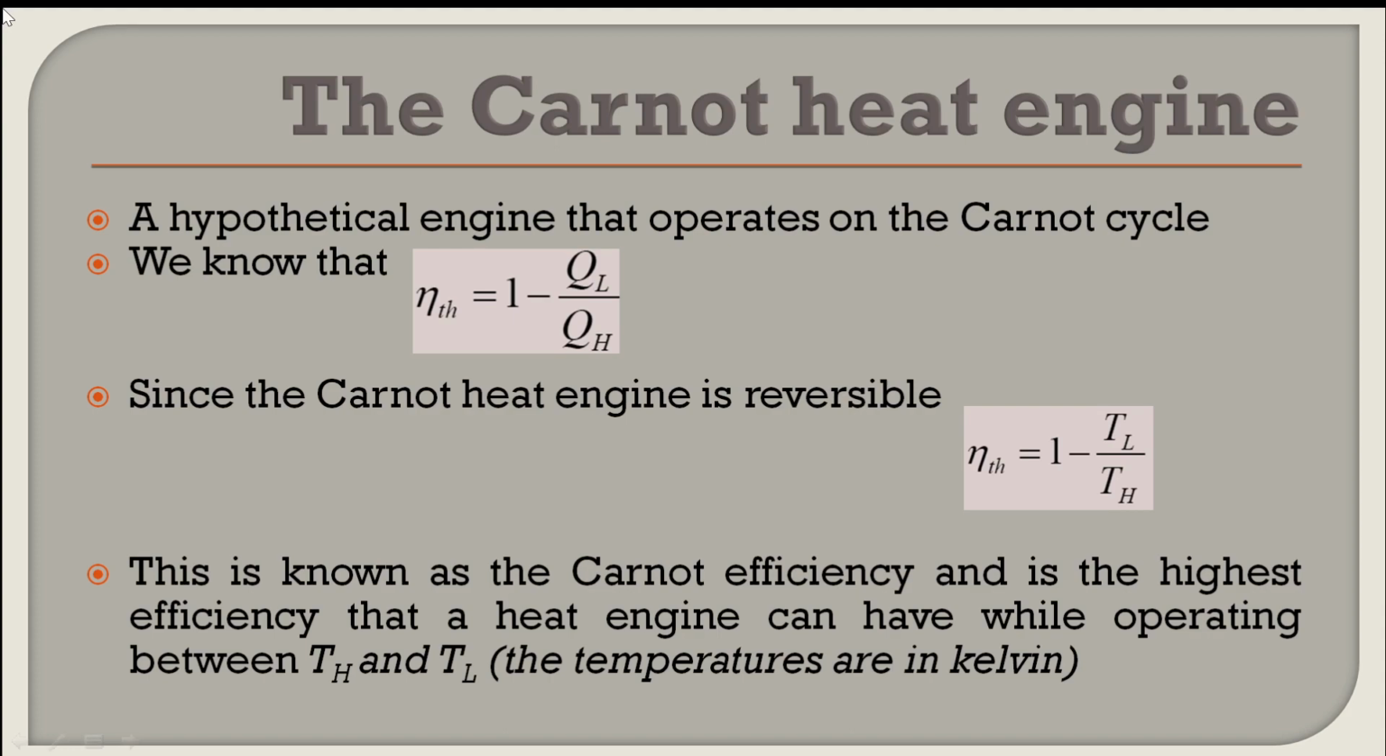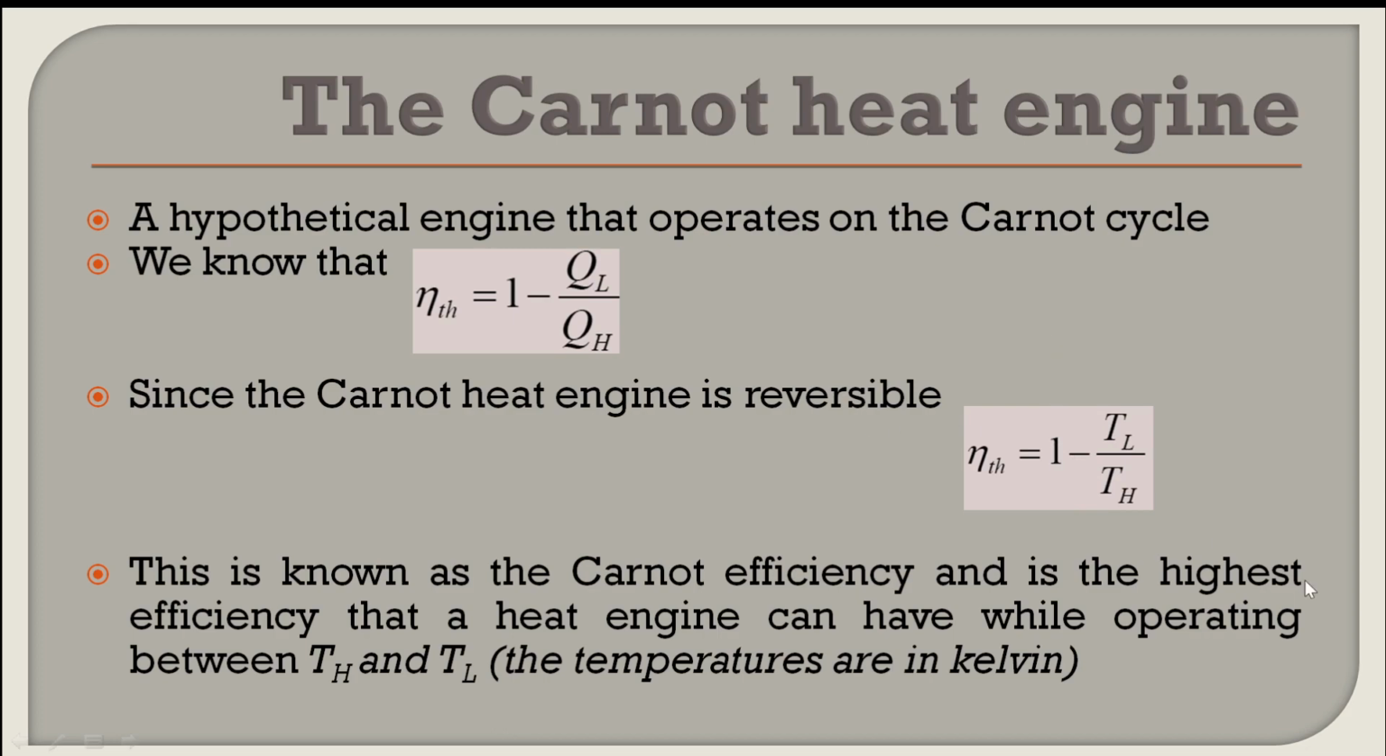So we know that the thermal efficiency which we have seen in the earlier classes is equal to QH minus QL by QH, or 1 minus QL by QH. Since the Carnot heat engine is reversible, we can write QL by QH is proportional to TL by TH from the thermodynamic temperature scale. So this is known as Carnot efficiency and is the highest efficiency that a heat engine can have while operating between TH and TL. This is the highest efficiency an engine can have.